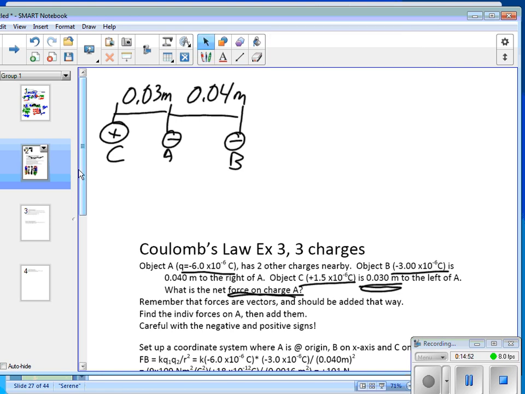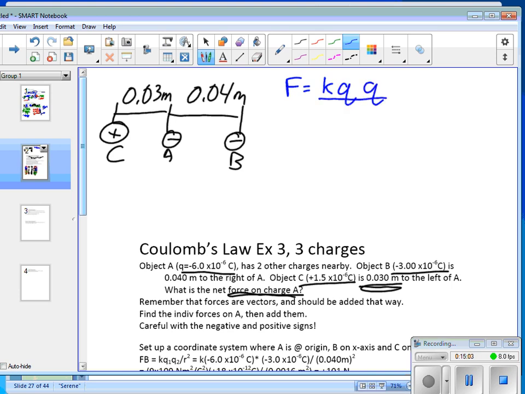To figure out what the net force is, we use our standard Coulomb's law equation. Force equals K Q1 Q2 divided by R squared. Now I'm going to call them QA and QB and so on, just so we can follow along. And you say, but what about charge C? Should I just multiply right here, and then times QC? No, because that's just making up equations. So let's get rid of that.